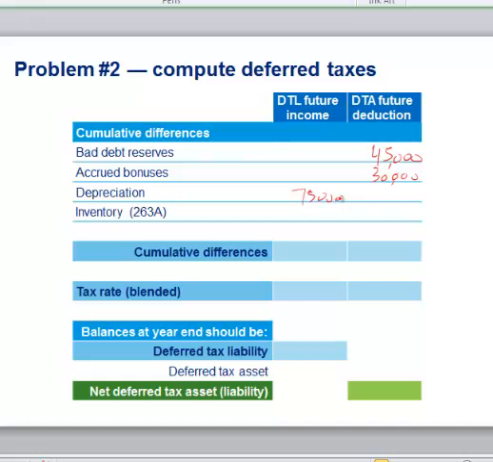Okay, 263A, Olga. Is that a future income item or a future deduction item? The future deduction item of 50,000. Okay, so if I add these guys up, I got 75 here, and 125 here.